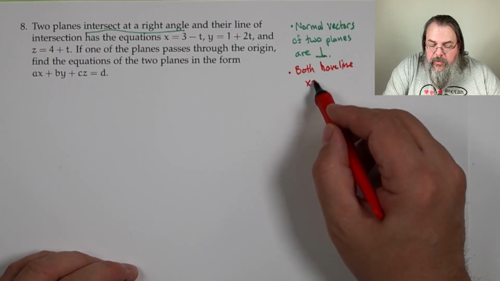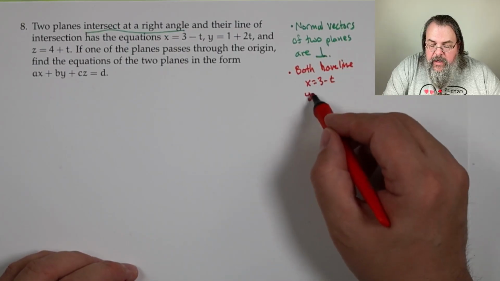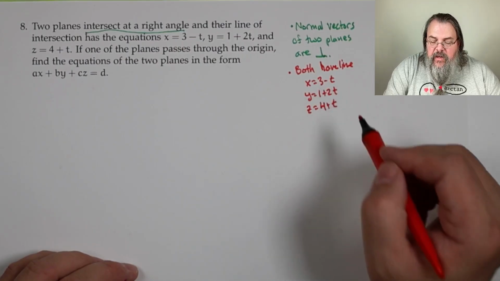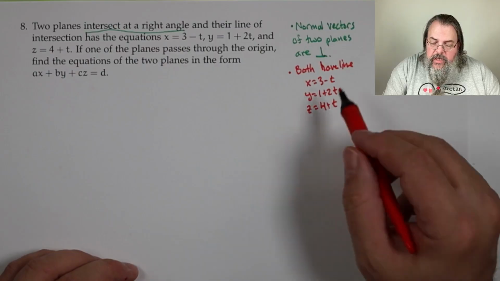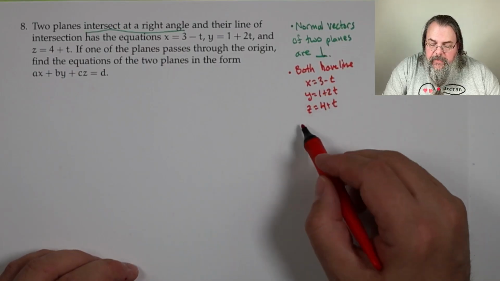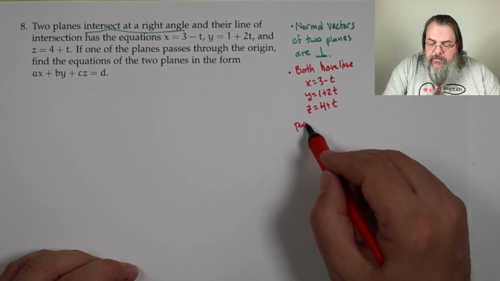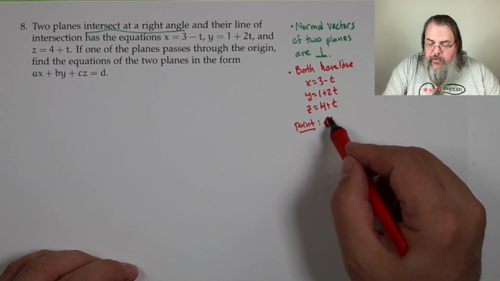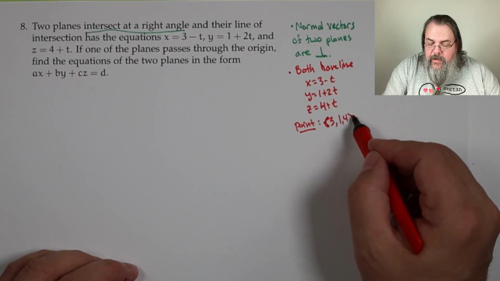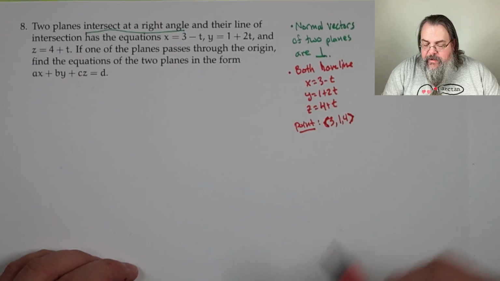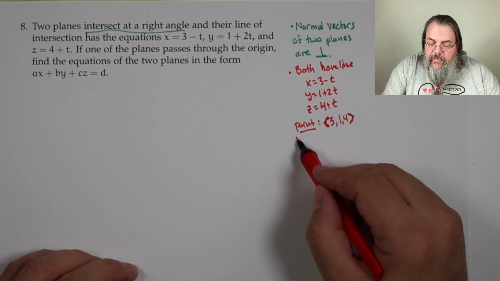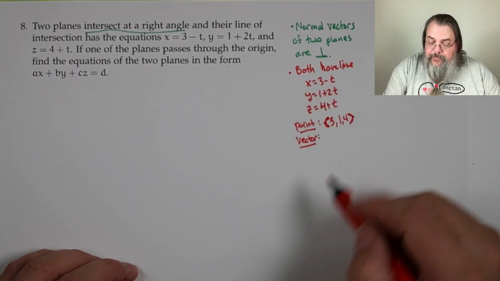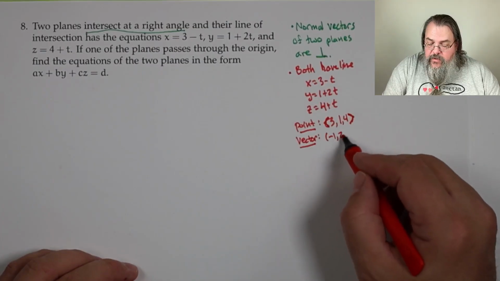We have x equals 3 minus t, y equals 1 plus 2t, and z equals 4 plus t. Now, in particular, they both have the point. So we know a common point to both planes is going to be a point, not a vector, (3, 1, 4). And there's a vector that we know is in both planes, and that's the direction vector, so that's (-1, 2, 1).